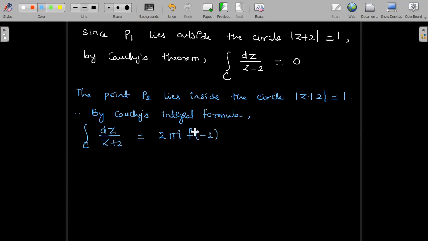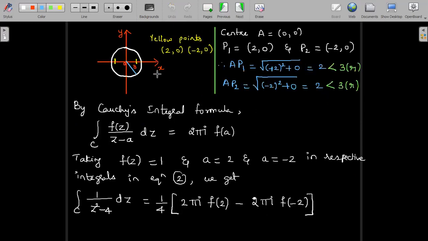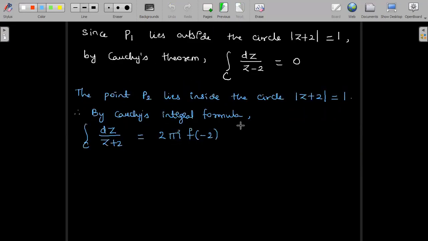This 2 pi i times f of a, we already saw the formula in the previous case itself. The formula is 2 pi i times f of a, Cauchy's integral formula. So here the value of a is minus 2. That is why we are applying 2 pi i times f of minus 2. Again f of z is 1, so the answer in this case will be 2 pi i only, because f of z is equal to 1. So f of minus 2 will also be equal to 1. That is how we are writing 2 pi i.